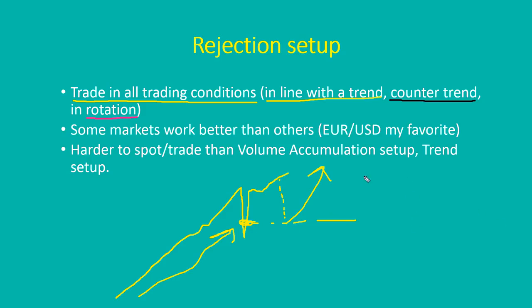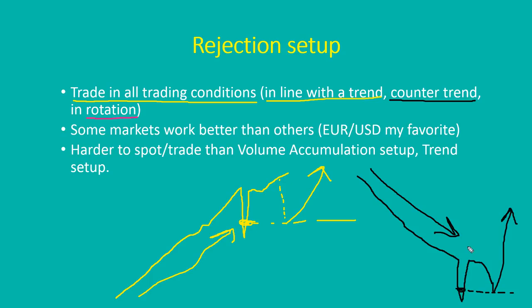Counter trend would mean that there was a downtrend, aggressive rejection of lower prices, then you would wait for the pullback to the significant volume cluster, and you would go long from there. So you would go counter the trend. Alright, so this is a counter trend situation.